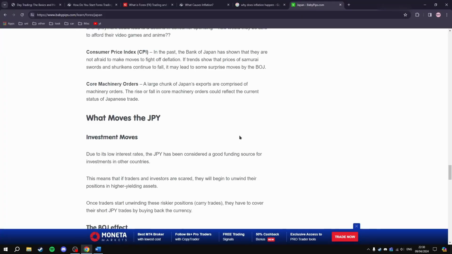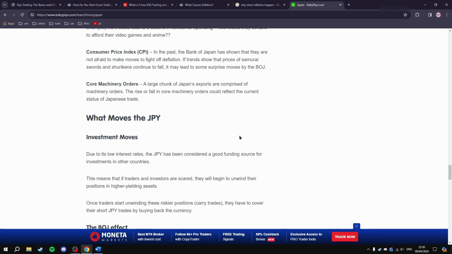So if there are more machinery orders, then more money's coming in. So if more money is coming in, that means the currency must be getting stronger, because more foreign investors are trying to convert their local currency into JPY. So there's going to be a high demand for that JPY, which makes JPY stronger.